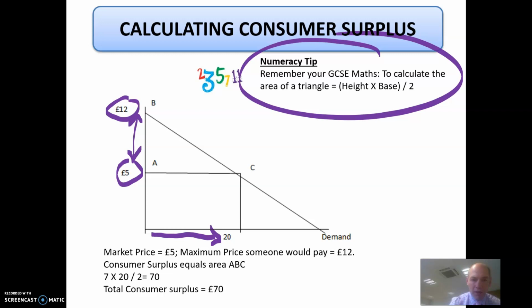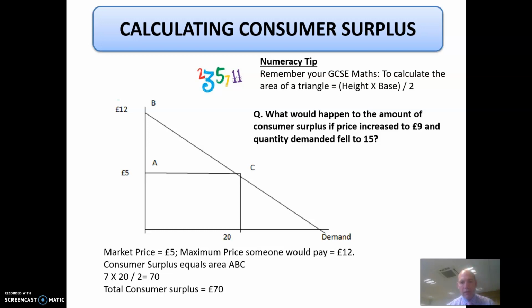Let me just go through that once more. It's the difference between the price consumers were able and willing to pay, as shown underneath the demand curve, and the price they do pay. They were prepared to pay up to £12, which is £7 above the market rate. £7 multiplied by the amount of people who would buy it, 140, divided by 2 because it's not a full rectangle. I hope that makes sense.